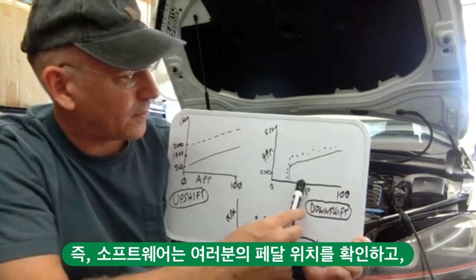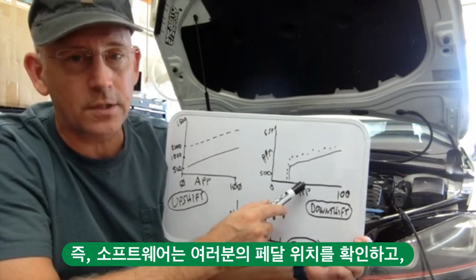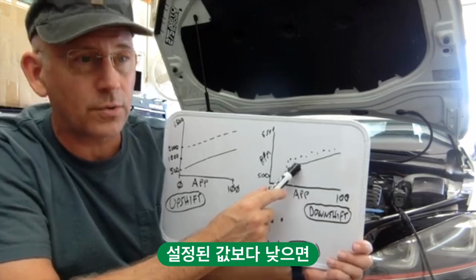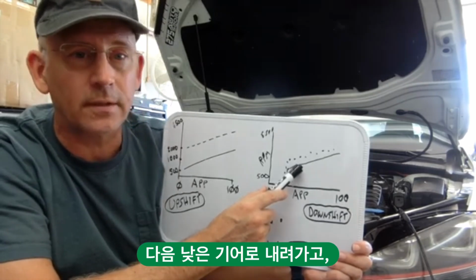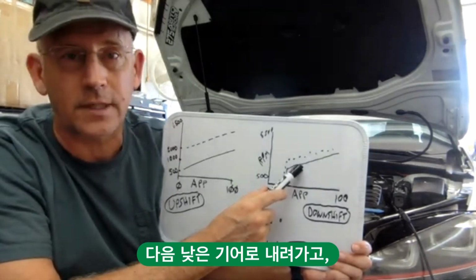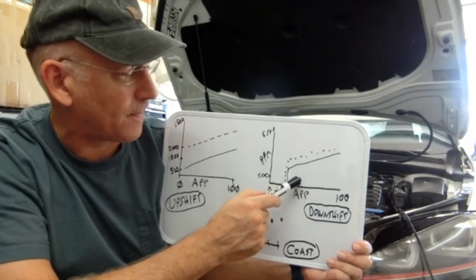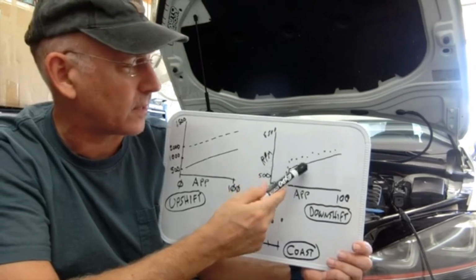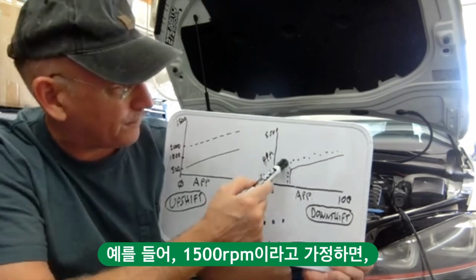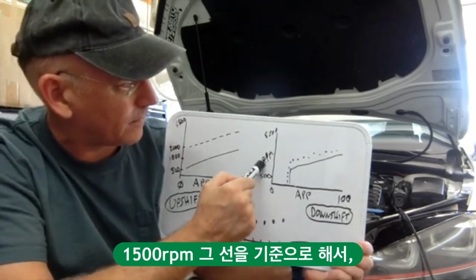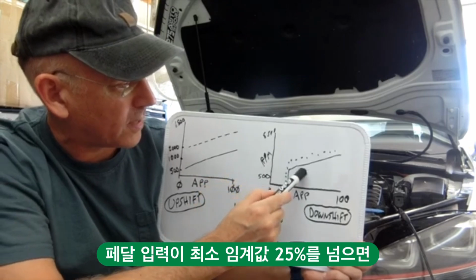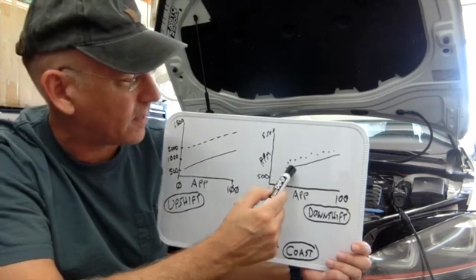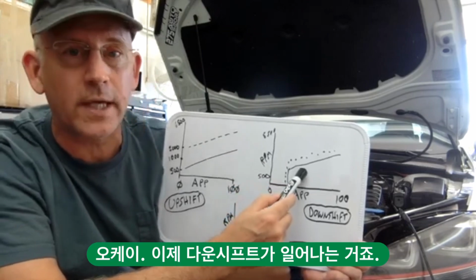Likewise, it's going to check at whatever pedal position you're at. It's going to check what the engine speed is. If you're below the specified value, it is going to downshift to the next lower gear. If you're above that, then it just stays in the gear that you're in. So for instance, if you're at, say, 1500 RPM, and this is a 1500 RPM line, as soon as you get the pedal above this minimum threshold, 25% say, okay, now it is going to downshift.